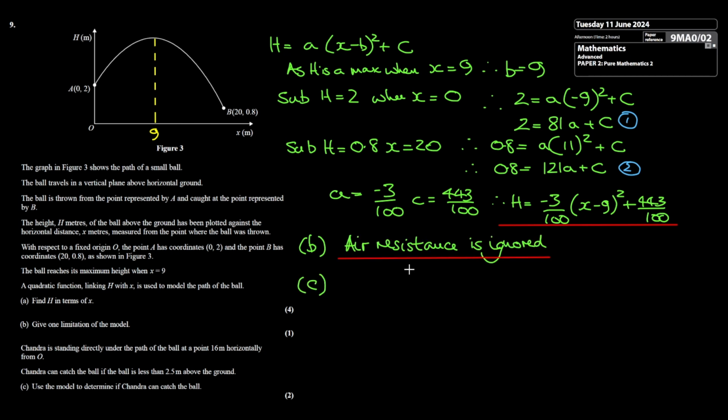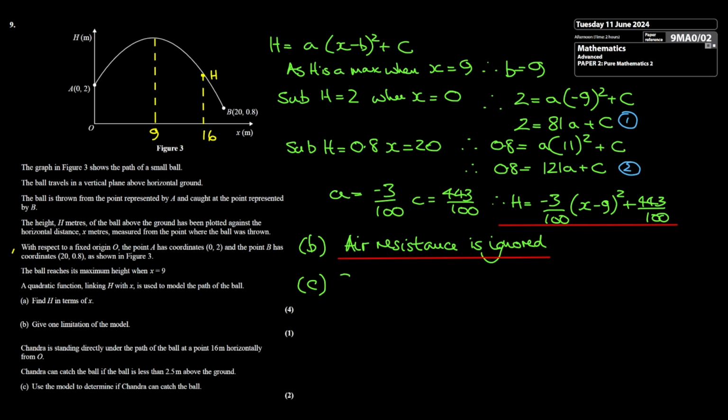Part C. So we've got Chandra, who is standing under the path of the ball at a point 16 meters away from O. So he's roughly here, and he's able to catch the ball if the ball is less than 2.5 meters above the ground. So what we've got to do is find h at this point, where x is equal to 16, and see whether that is greater or less than 2.5 meters.